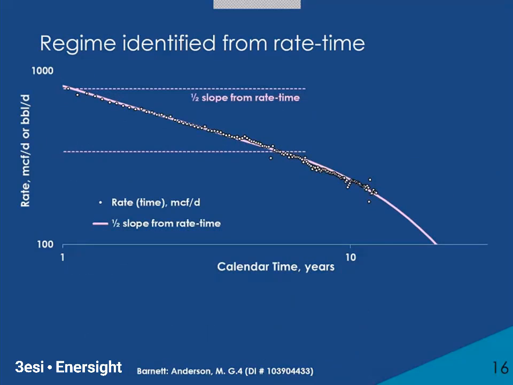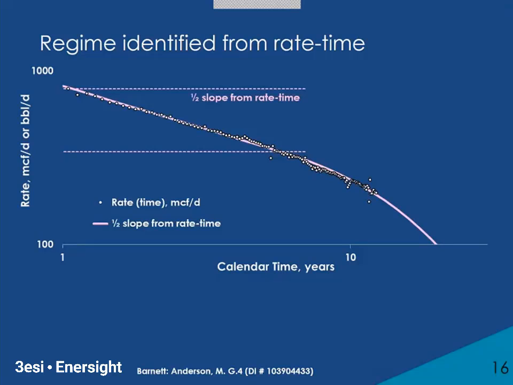So let's take this one step further. What if we are doing an evaluation and we're using rate versus time to figure out where linear flow is? That's what this example is. I'm now plotting rate versus time, and I'm finding my half slope. And look where I picked the linear flow window on this.